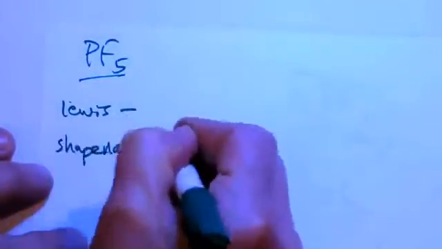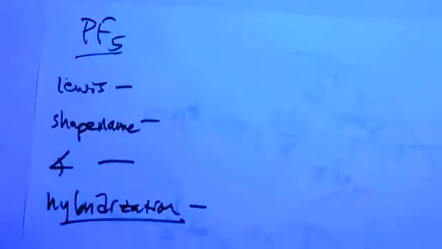Let's take a look at something like PF5. And let's ask these questions. First of all, draw the Lewis electron dot structure. And then from that, will you find the shape name for me, please? Shape name. And then once you found the shape name, will you find the bond angles for me, please? And then from there, will you tell me the hybridization about the central atom, and whether it's sp, sp2, sp3, sp3d, sp3d2.